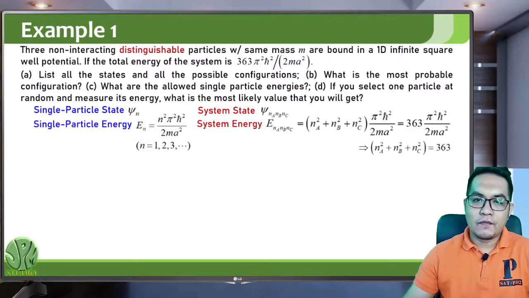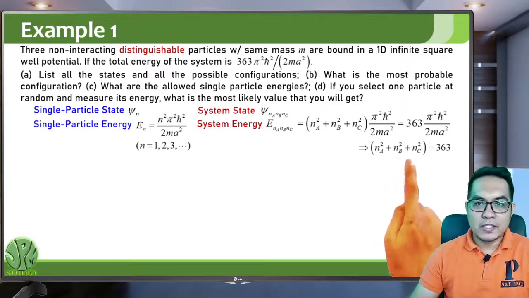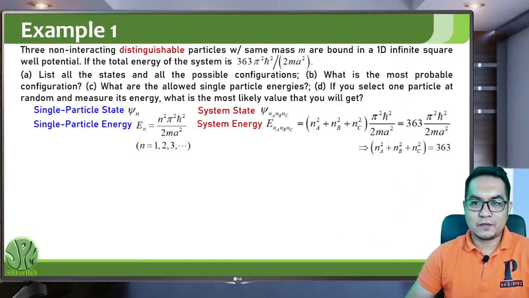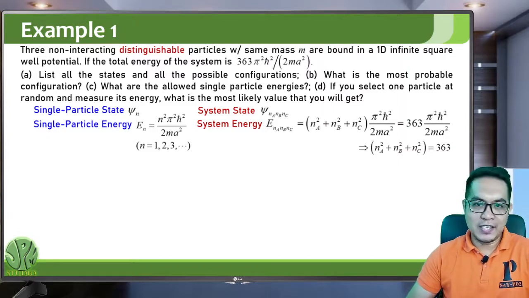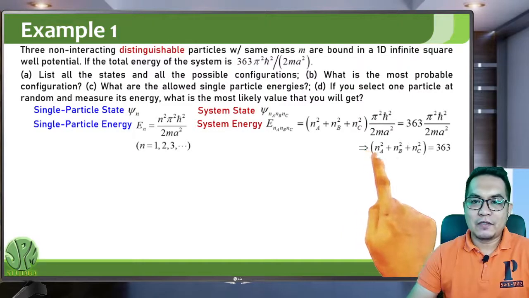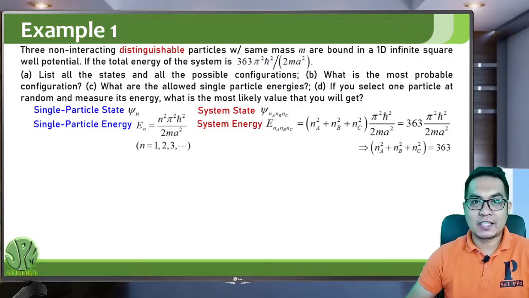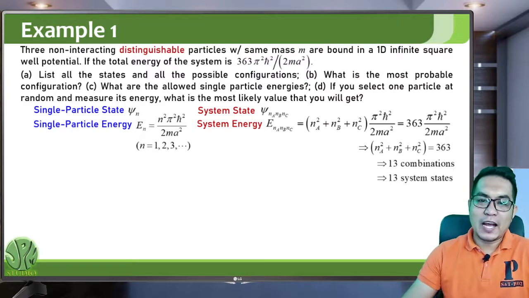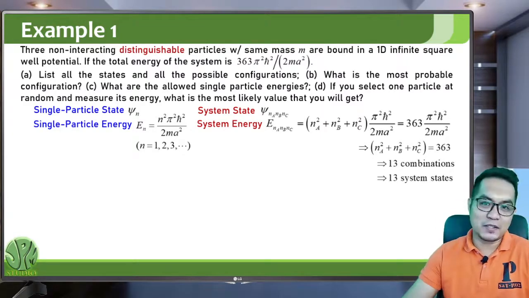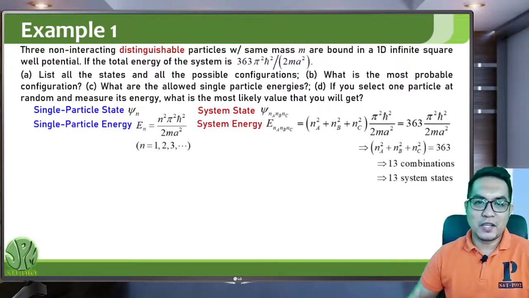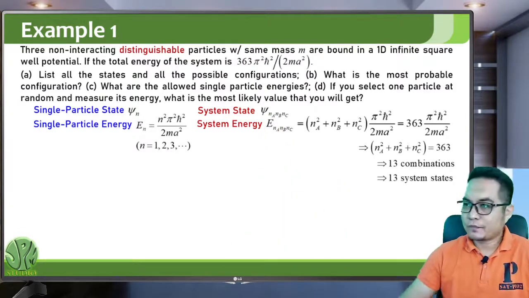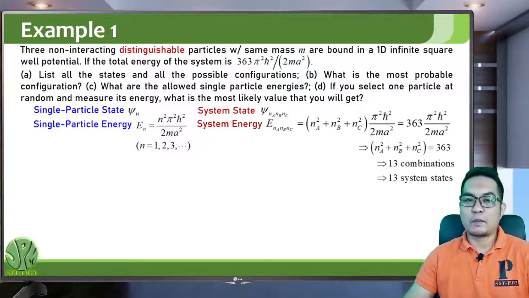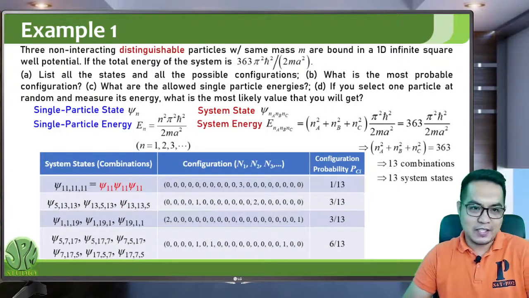Therefore, Na squared plus Nb squared plus Nc squared is equal to 363. So, what are the possible values of Na, Nb, and Nc such that if you add their squares, it's equal to 363? And you will actually have 13 possible combinations. So meaning, if there are 13 combinations for Na, Nb, and Nc, then there will also be 13 system states. Okay, first question, list all the states and all the possible configurations. So these are the list.